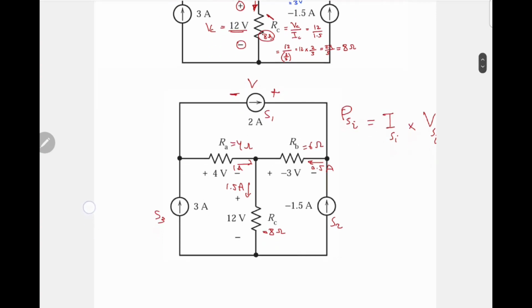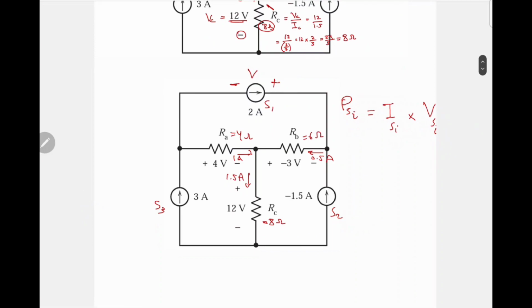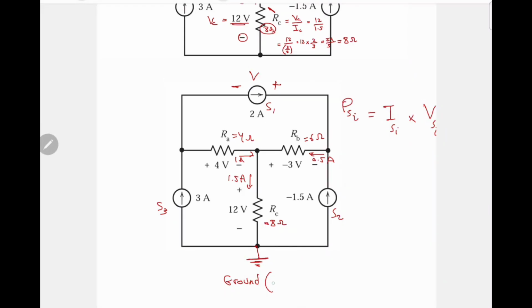So the first thing you do to make things easy, you need to identify your ground, which is the 0 volt, or we call it the reference point. And let's call this the ground. And the ground has a voltage equal to 0. So 0 volt. Okay? In this case, if this is a 0 volt, we have to be careful about this.